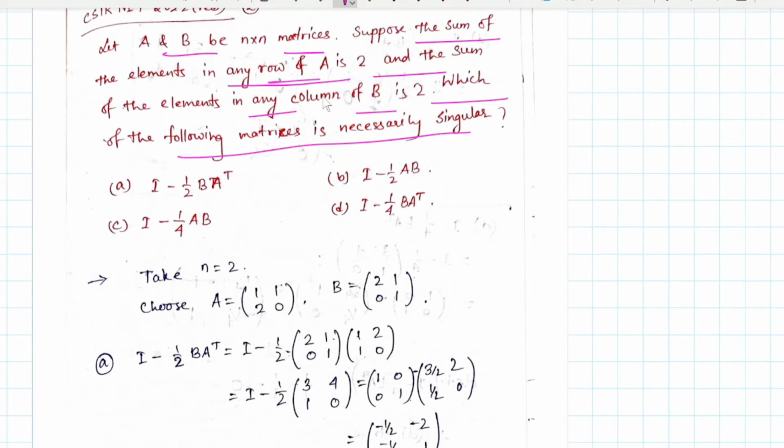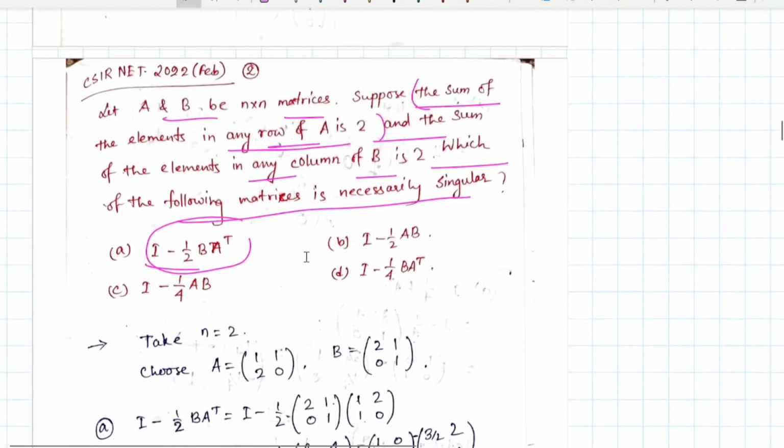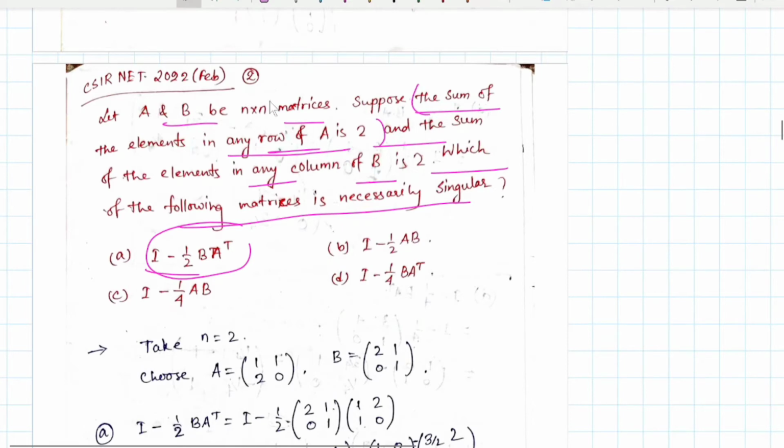Therefore, if we take any matrices A and B which satisfy these given conditions, we then apply them to the given forms to check whether they are singular matrices or not. That is, we check whether the determinant of the matrix in each of the 4 options is 0 or not. One thing to note here is that n is not given, that is, for any value of n the result must hold. So let us first choose n equal to 2 to make the calculation easy.